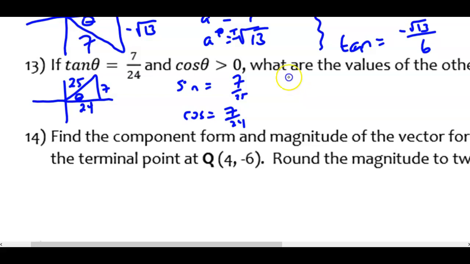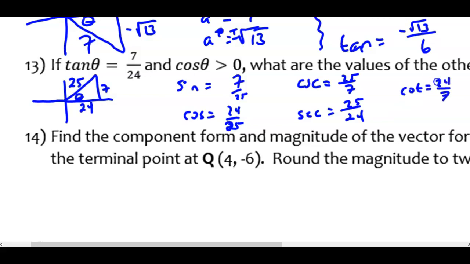Hey, actually, I made a mistake. I made a mistake on cosine. Sorry about that. Cosine is 24 over 25. I know you caught it though. Good job. Kudos. Cosecant is 25 over 7. Secant is 25 over 24. And cotangent is 24 over 7.